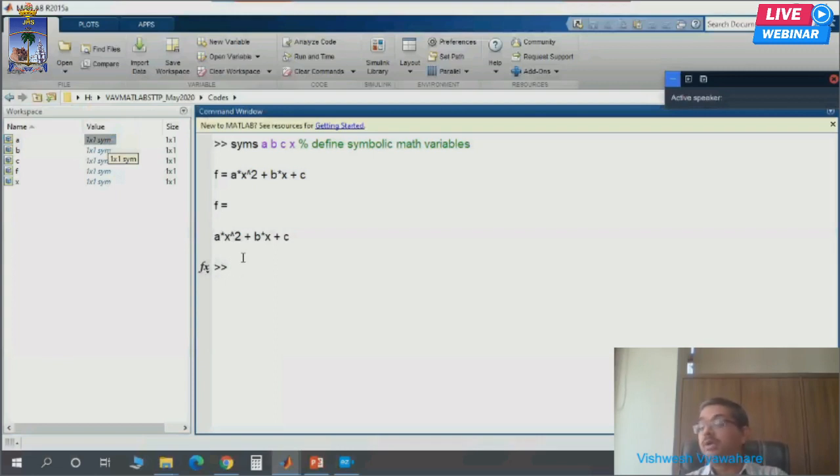Why do we need it? Because now we want MATLAB to calculate the derivatives and integrals symbolically, analytically. So if I ask MATLAB to find the derivative of x square, d by dx of x square, MATLAB should give me an answer as 2x, basically.